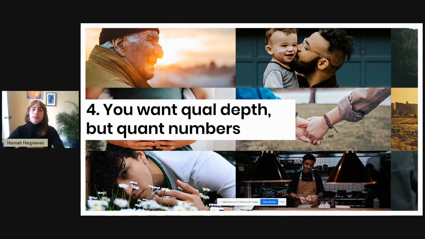Area number 4 is those situations when you want that qualitative depth, but you also need the reassurance and the robustness of quant numbers, or you want to understand why, not just what. So social is an incredible tool for being able to give you both that quant and that qual view of what's happening at the same time, and often in a much more cost and time effective way than you might get through running a multi-methodology piece.